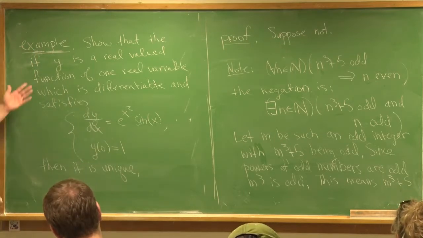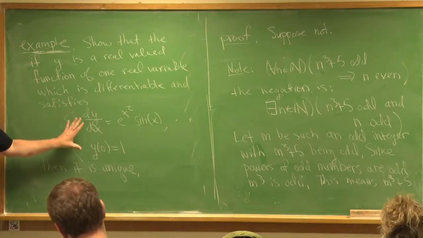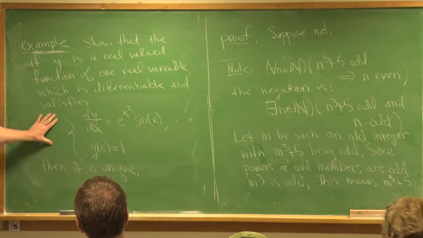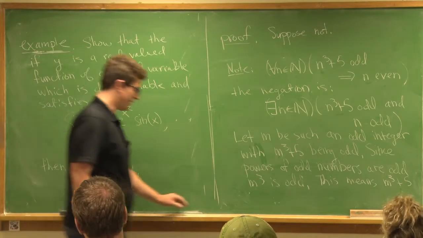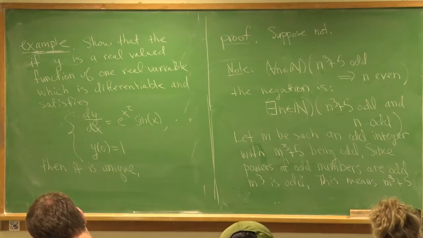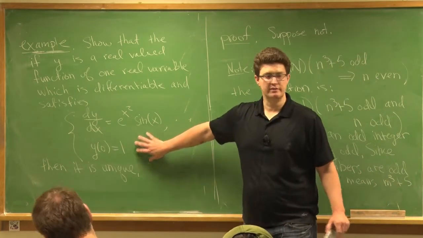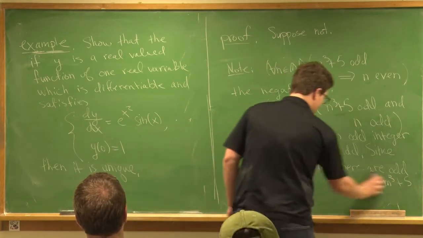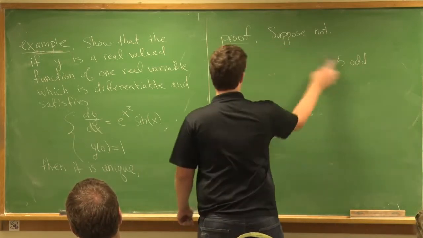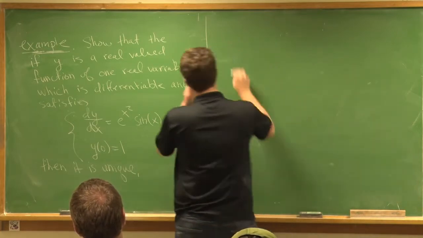So here I'm just saying if you're in a situation where derivatives make sense, like a calc 1 type thing, and you have this differential equation, then it's unique. Okay? So now we're going to do the thing that I said over here. P of x is this thing. To show uniqueness, we suppose that there are two things, and then we show that they're the same. So here's the proof.